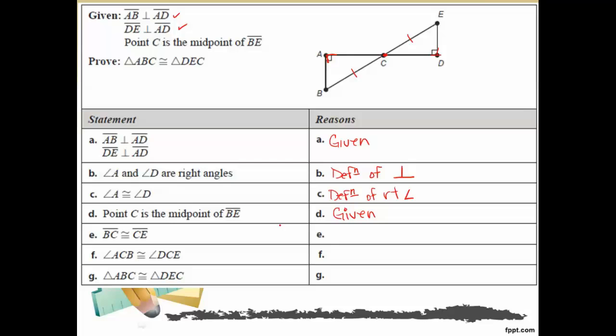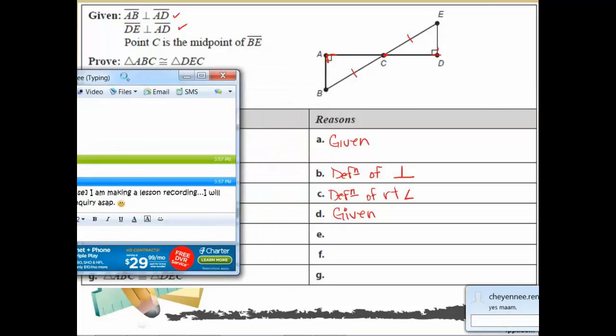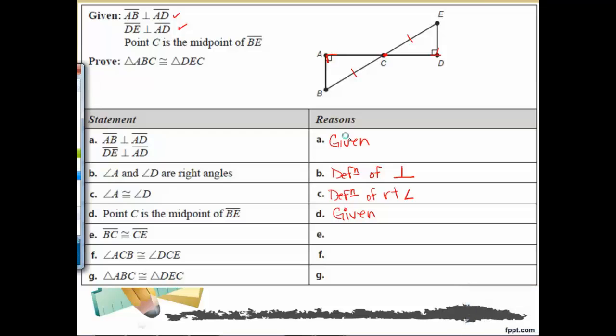Now then, since C is the midpoint of BE, I know BC is congruent to CE. And remember, I put my little tick marks up here showing those two were congruent. We know that because we have the definition of a midpoint. So, that's what I'm going to write down here: definition of midpoint.